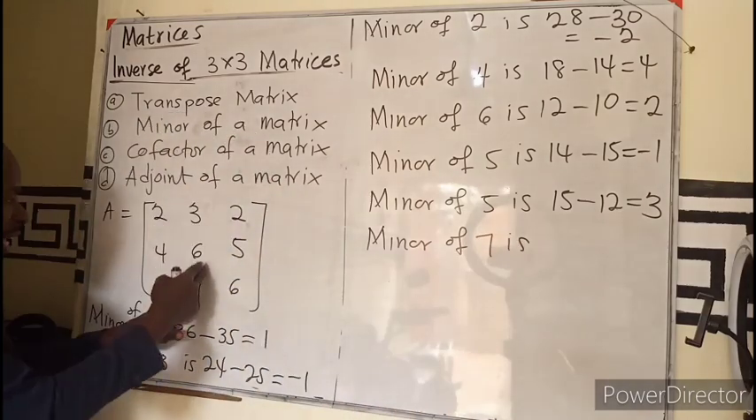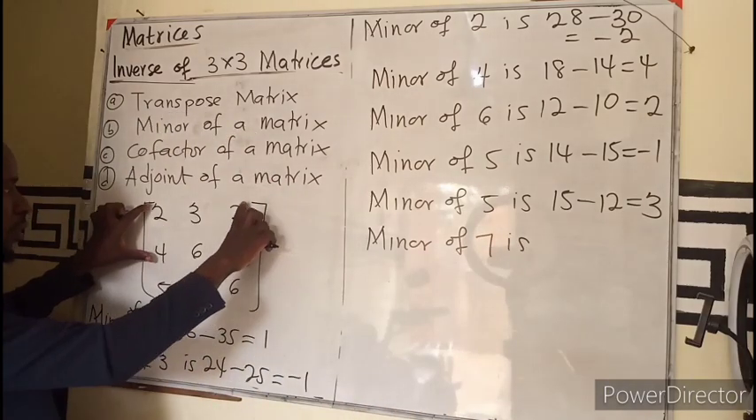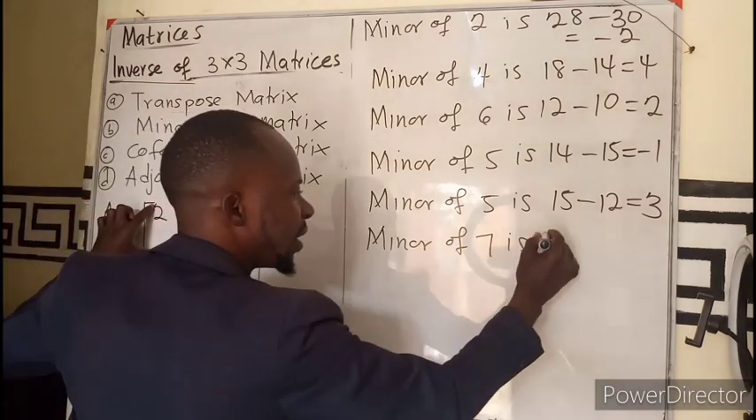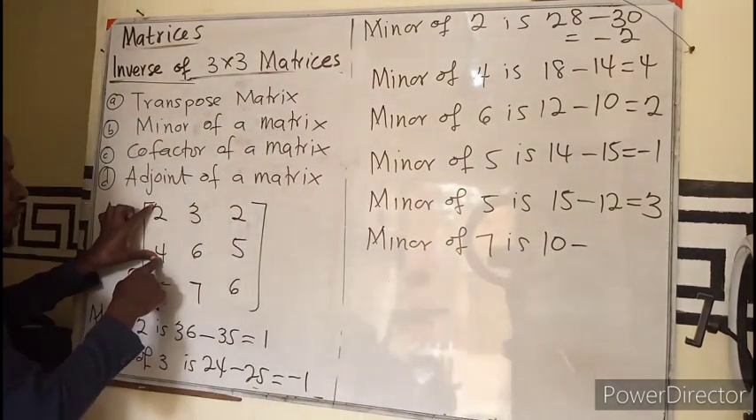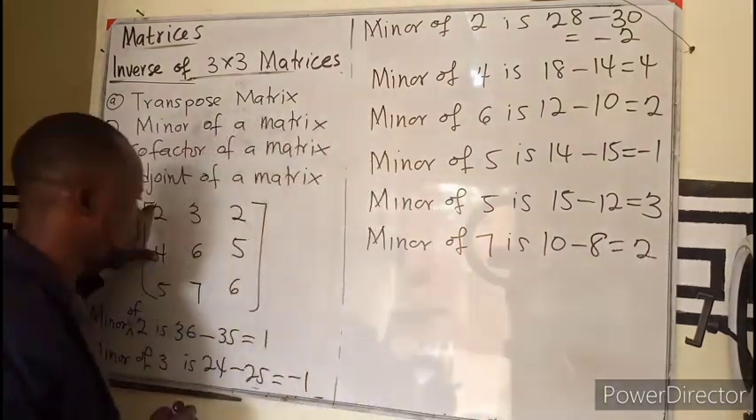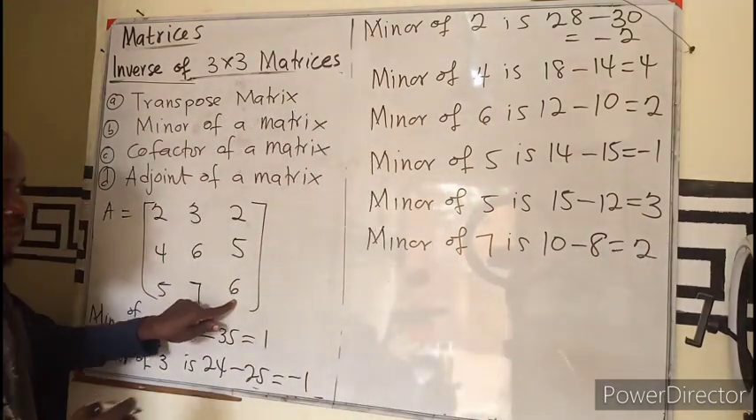So 7 is taking all of this and then down. So we are left with this. 2, 5, 10. 4, 2, 8 equals to 2. Then where do we go? The last one.